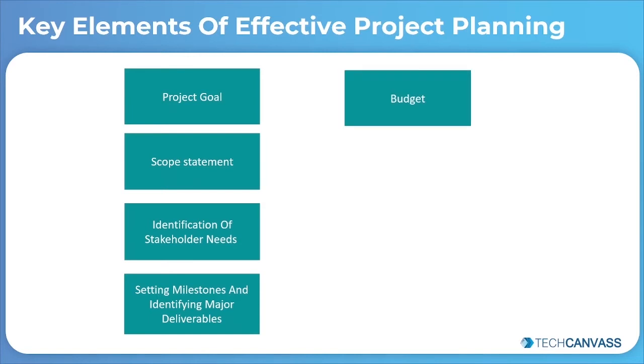Budget. A project's budget is the amount of money allocated to complete the project. It is the responsibility of the project manager to disperse these resources appropriately.